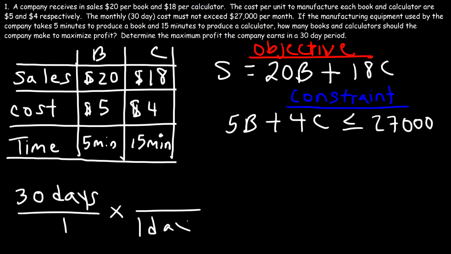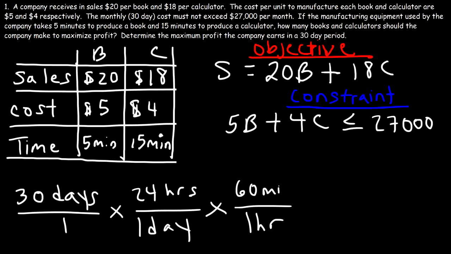In one day, there's 24 hours. And in 1 hour, there's 60 minutes. So when converting, you want to set it up in such a way that the unit days cancel and the unit hours cancel. So it's going to be 30 times 24 times 60. And so that's 43,200 minutes. That's the time constraint.